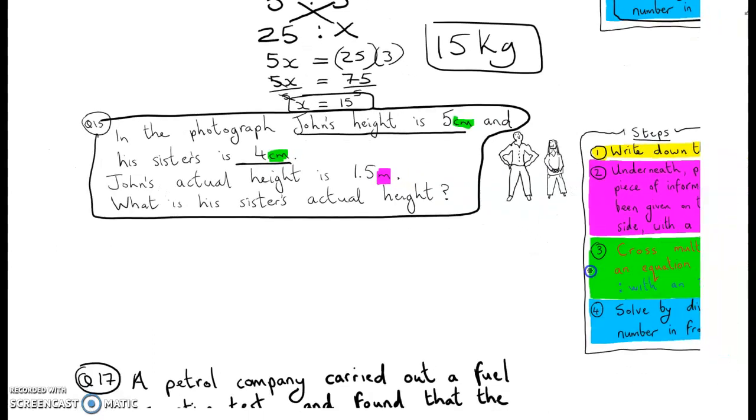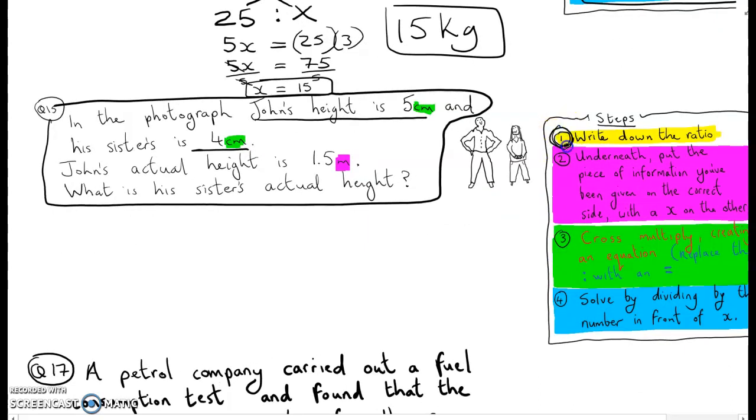First thing, write down the ratio numbers. What's the ratio numbers? 5 is to 4. Okay, 5 is to 4. 5 is John and 4 is his sister. So we'll just write J for John, S for sister. There's John, obviously, and there's his sister. Looking well. Now, John's actual height is 1.5 meters.